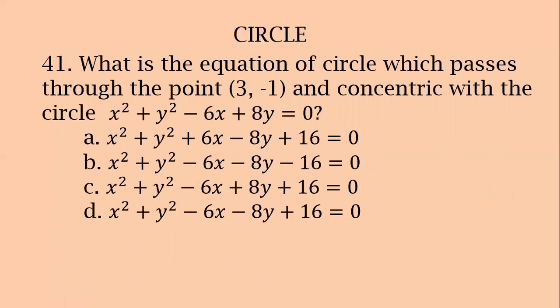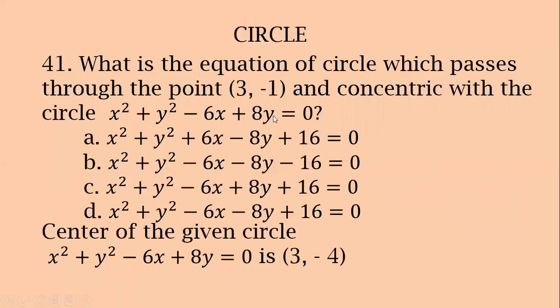Question number 41. What is the equation of the circle which passes through the point (3, -1) and is concentric with the given circle? We have to find the circle whose center is the center of the given circle and that circle passes through the point (3, -1). Concentric means having the same centers. So the center of the given circle and the required circle are the same.